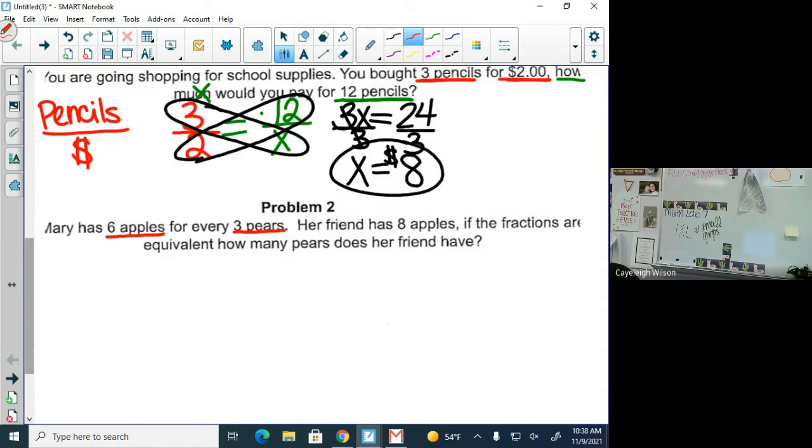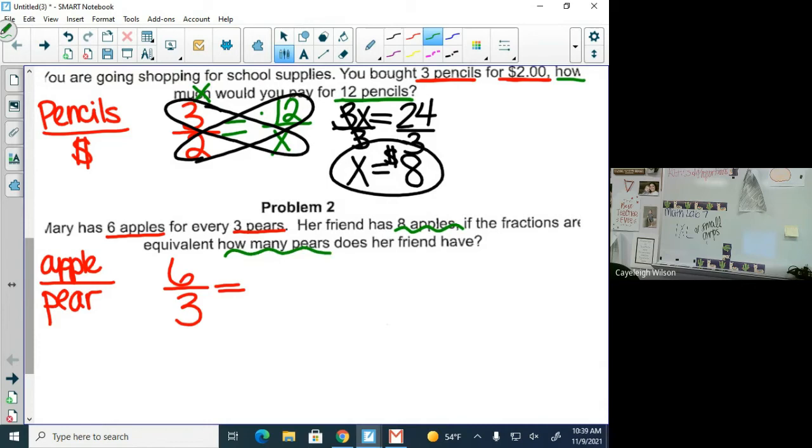So Andy, how would you set that first one up? 6 apples over 3. Okay, so 6 over 3. Now I want you to come over here to the side and label. So what was the label on 6? Apples. And what's the label on the 3? Pears. So I did apple over pear. So when I go to set up my other one, it's also going to be apple on top, pears on bottom. So it says her friend has 8 apples.